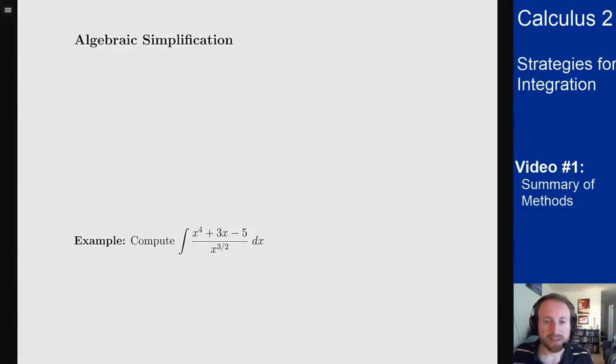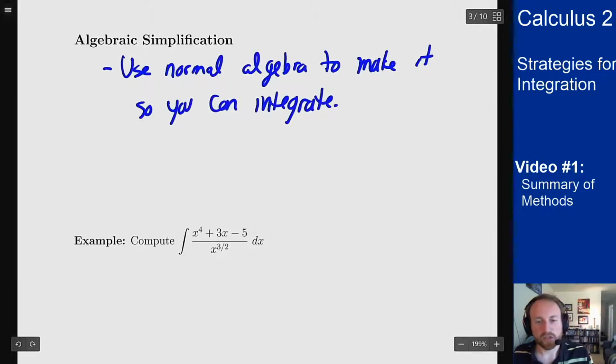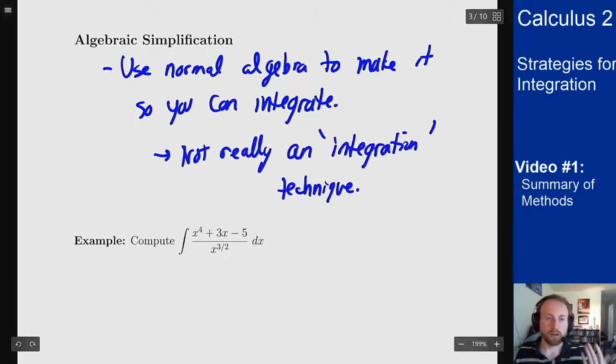So the first technique is algebraic simplification. The idea here is basically using your normal polynomial algebra to simplify things, cancel things out, work with exponents, things like that, to make it so you can actually integrate the expression. This isn't necessarily an integration technique, it is the way you approach the problem to make it easier to integrate. Here's an example of that.